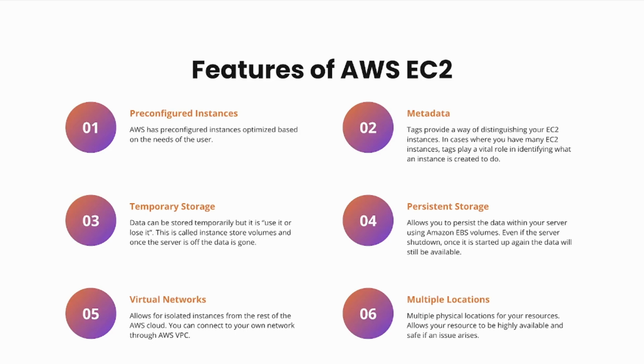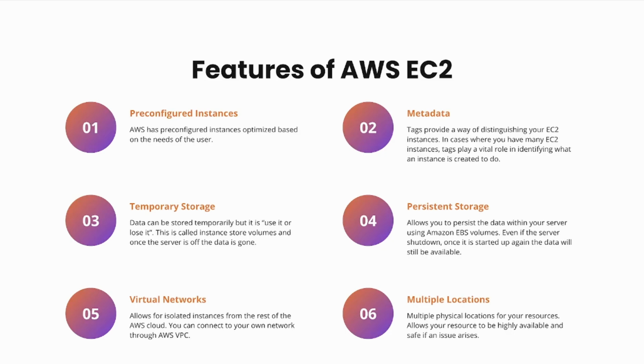Before diving in a little bit more, I wanted to show some features of AWS EC2 just so you guys can see the power of it. The first thing is pre-configured instances. AWS has pre-configured instances optimized based on the needs of the user, and I'll talk a little bit more about this later on. Essentially, AWS already has pre-configured settings for your own servers based on the computing power that you need. Like I said, we'll dive a little bit more into that in a few.